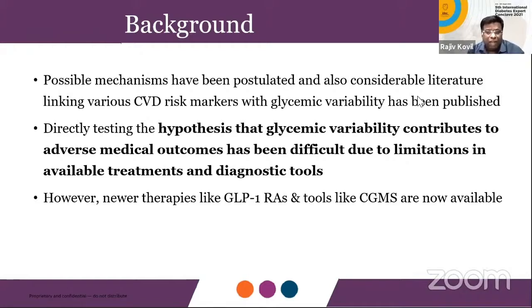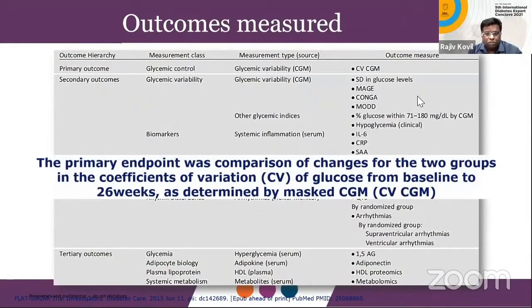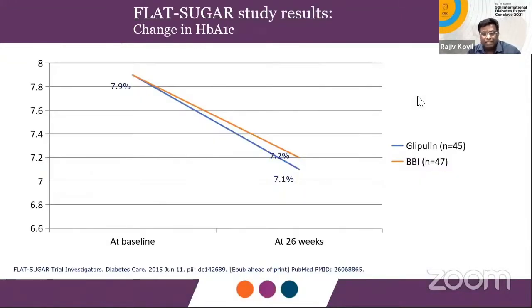And today, because we have diagnostic tools and available treatments which reduce glycemic variability, they tested the hypothesis of whether we could reduce overall glycemic variability, keeping the HbA1c the same between two prospectively treated groups, and whether we could look at reduction in inflammatory markers or cardiovascular markers, and reduction in albuminuria or any Holter-monitored ECG abnormalities. So basically you had two groups. One was on basal bolus insulin, the other one was on basal insulin plus a GLP-1. In this case, it was exenatide on the background of metformin.